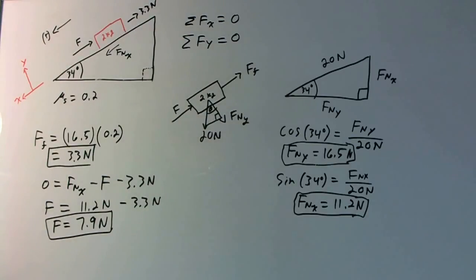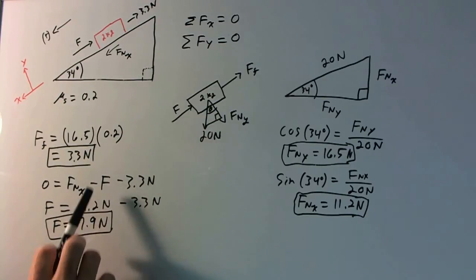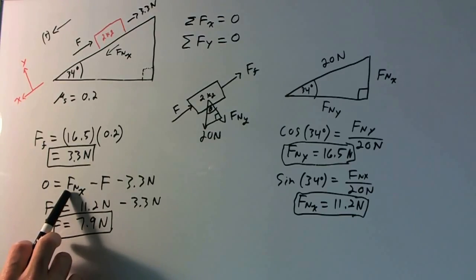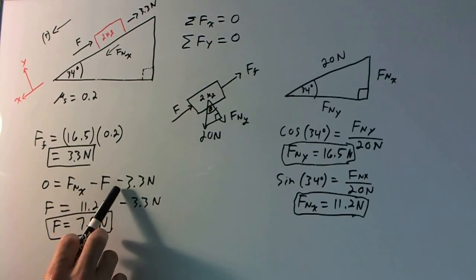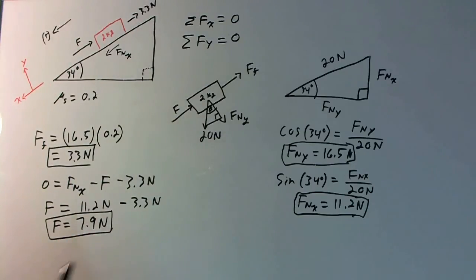If you do that, notice the fact that I can solve for f. I get f to both sides. That cancels, and then I have f is equal to the Fnx, right, the x component of the weight, minus 3.3 newtons, right, that's the force of friction. And you get that the force that's required to keep this block from moving, I get, personally, is 7.9 newtons.